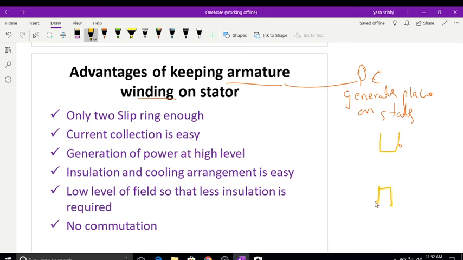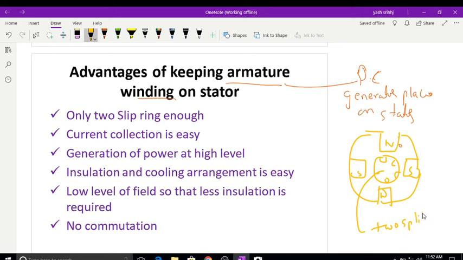The poles are available in the DC generator stator, north and south. In the rotor, the armature winding is placed, and two split rings are used to produce the DC output. But to produce AC output, we should use slip rings. By using slip rings, we can produce single phase AC.